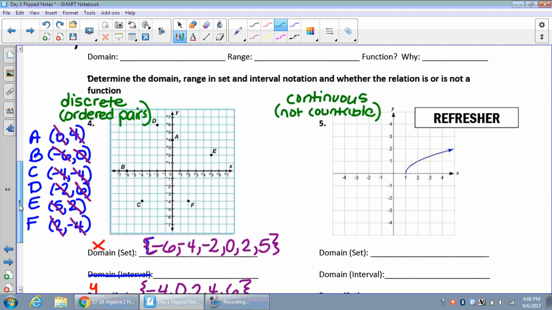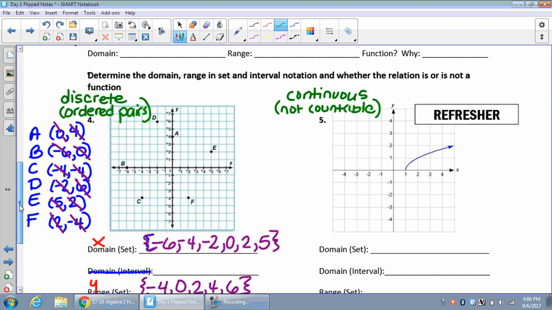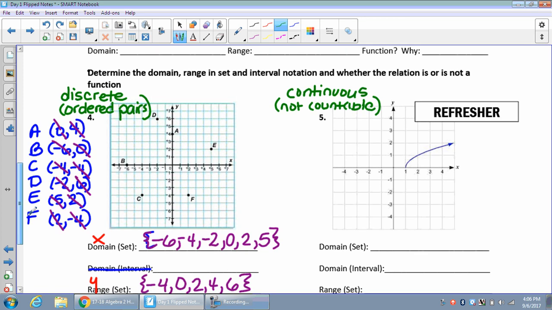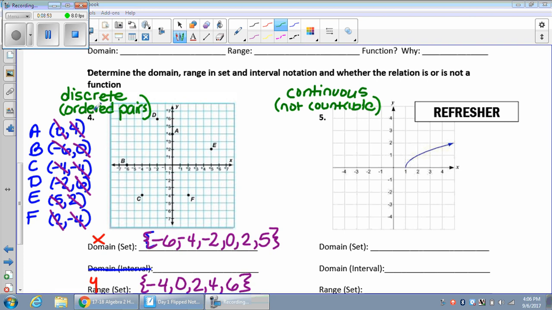Domain and range for continuous graphs is something that's really easy to see if we use our pencil to help us out. So I'm going to pause real quick so I can draw a vertical line. I'll be right back. Hold on, I'm going to pause my video, but I'll be back in a second. And I'm back. I remembered how to get to my lines.